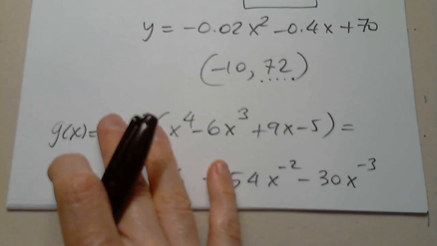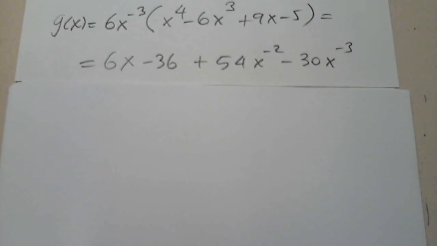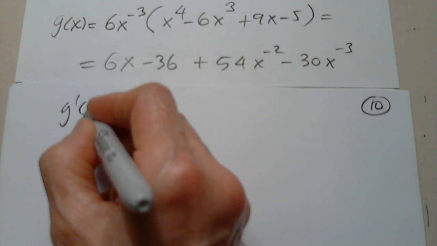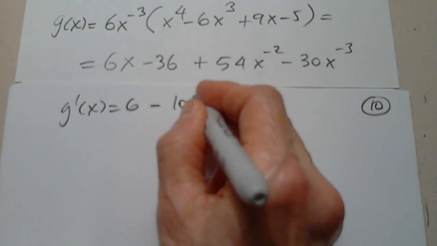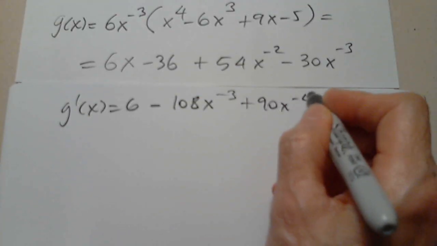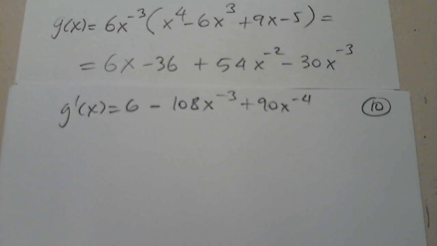And now I will differentiate. And now it becomes a piece of cake, I would say. So then g prime equals 6 minus 108x to the negative 3 and plus 90x to the negative 4. And it's done. Any questions?